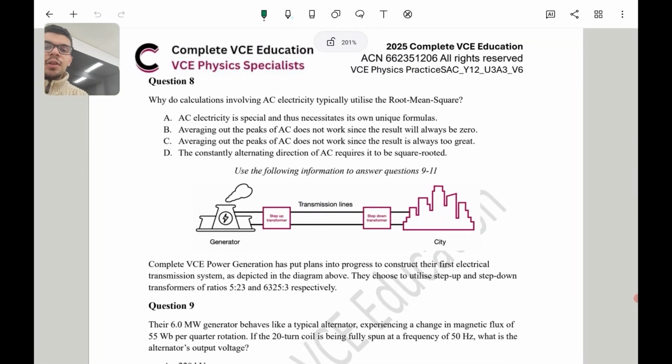Okay, perfect. Question number 8. Why do the calculations involving AC electricity typically utilize root mean square? Okay, so for this question, we have to think about what the RMS really represents.